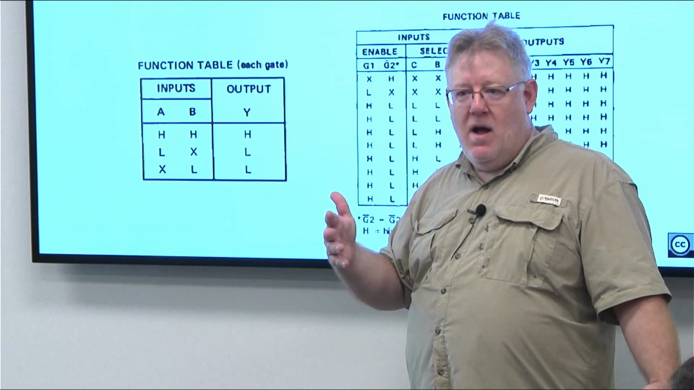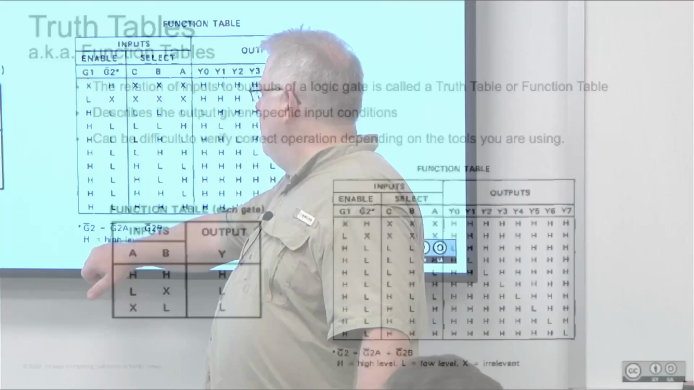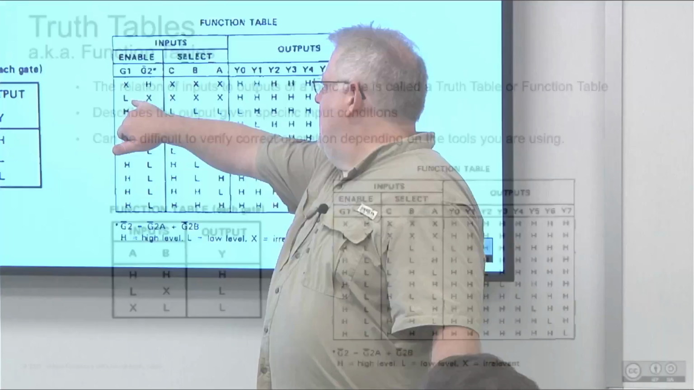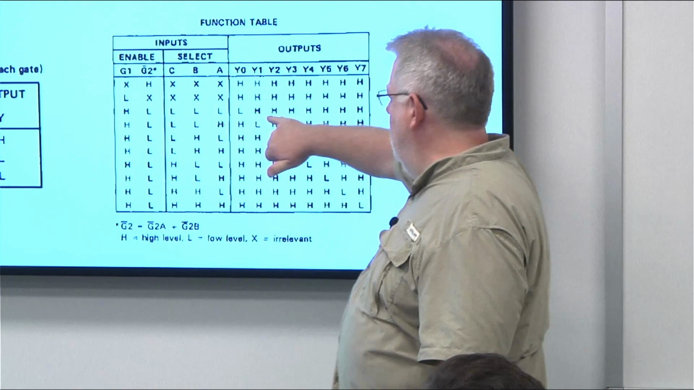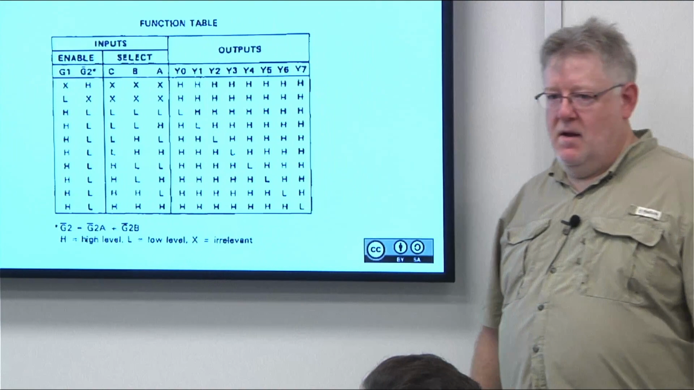This one is a little bit more complex. You have some enable lines, okay? If this enable is high, then we can process it. If this input is low, then we have the different selects and the different outputs. So how many combinations do we have here since we have three lines? It's like 30. Think in binary.